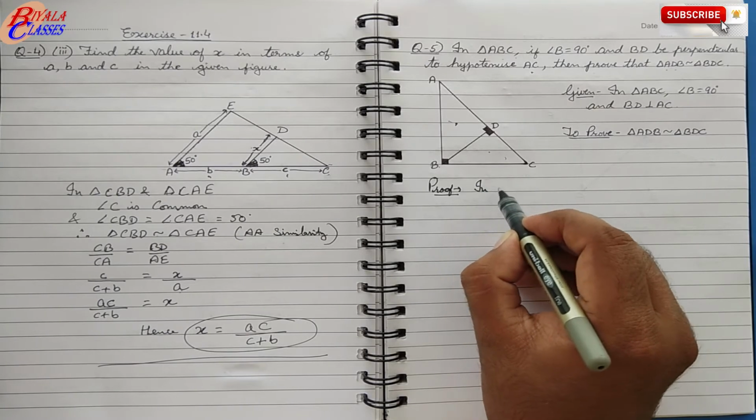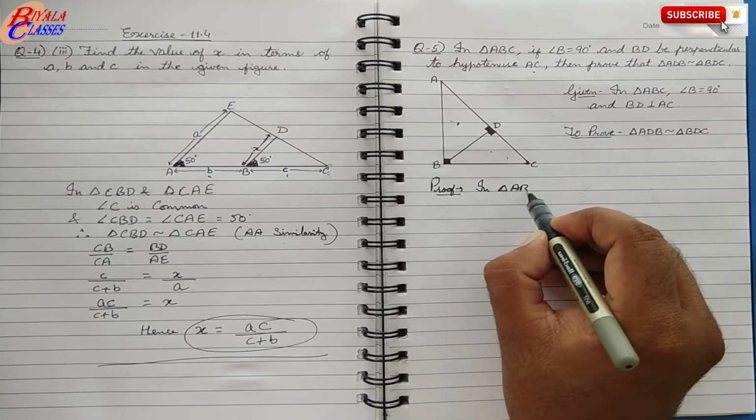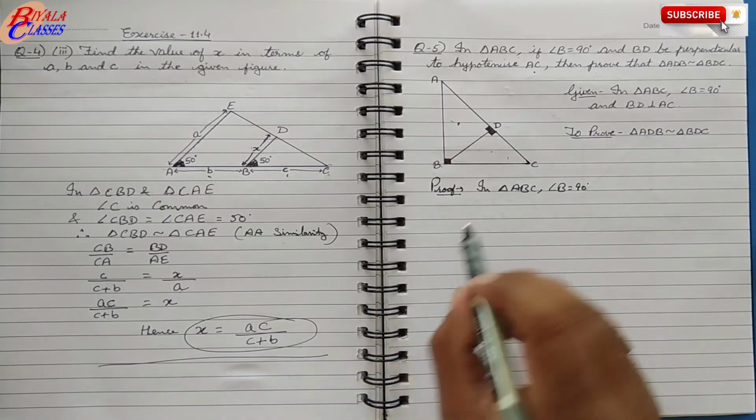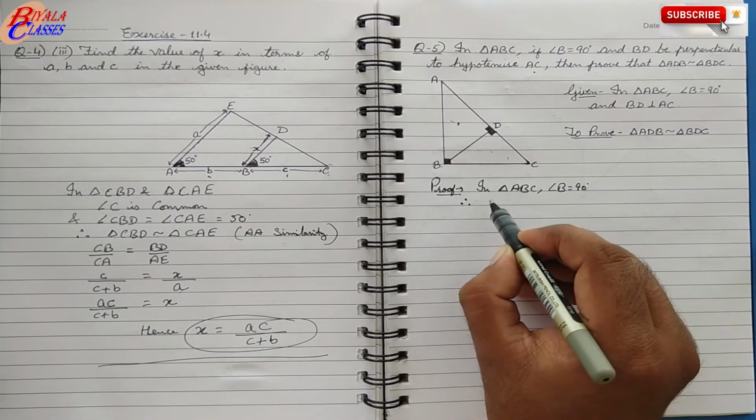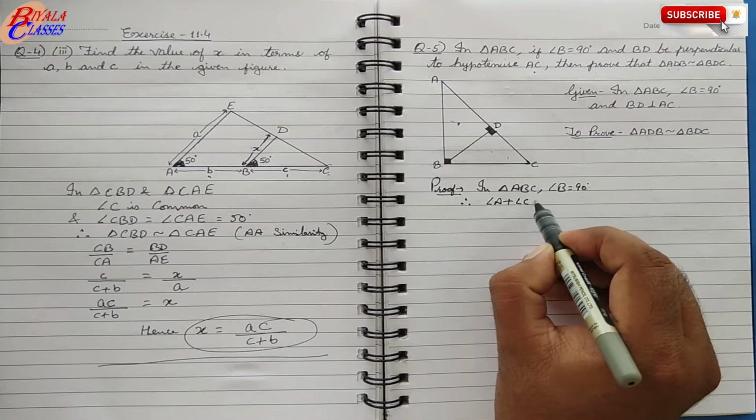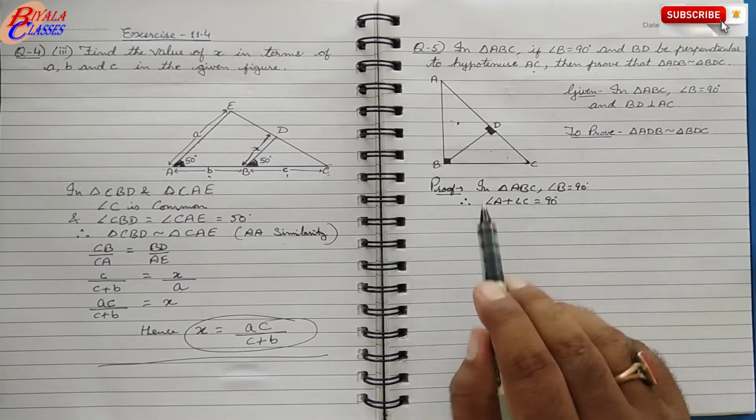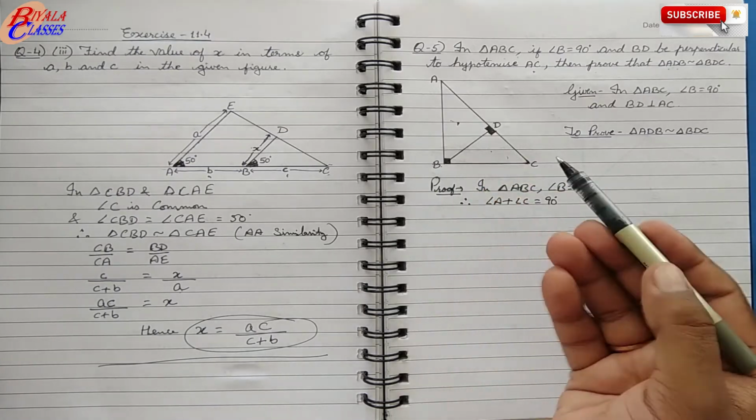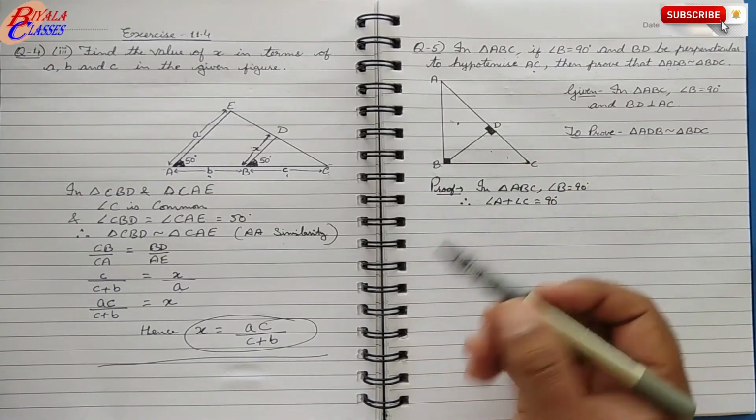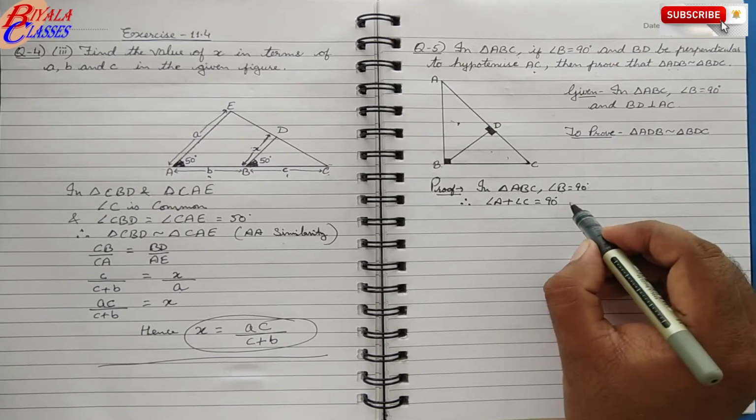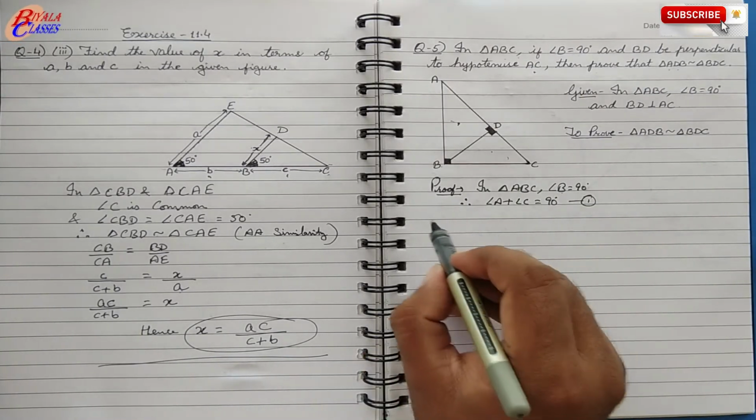Now in triangle ABC, we are given that angle B is equal to 90 degrees. Therefore, angle A plus angle C will also be 90 degrees. Using the angle sum property, the sum of all the three angles is 180. If one angle is 90, it means the remaining two angles, their sum will also be 90 degrees.